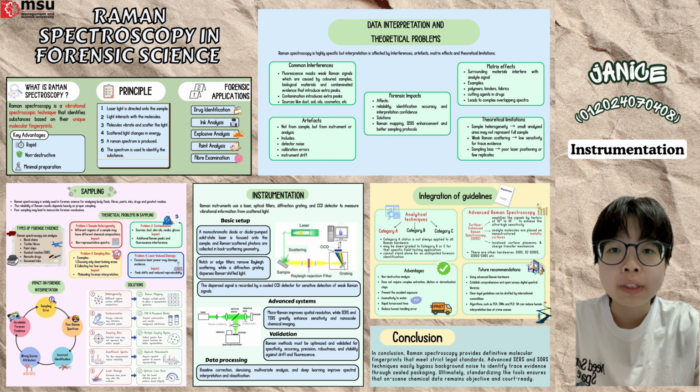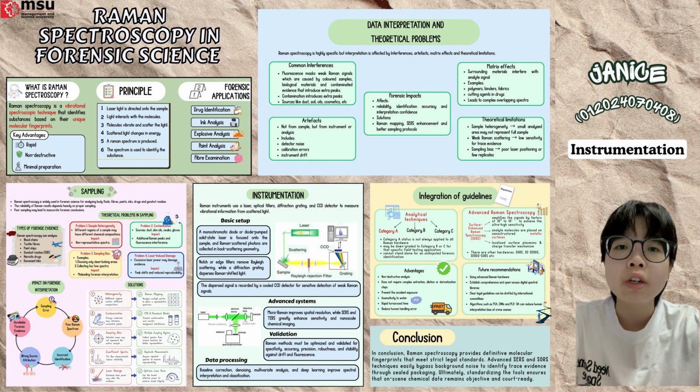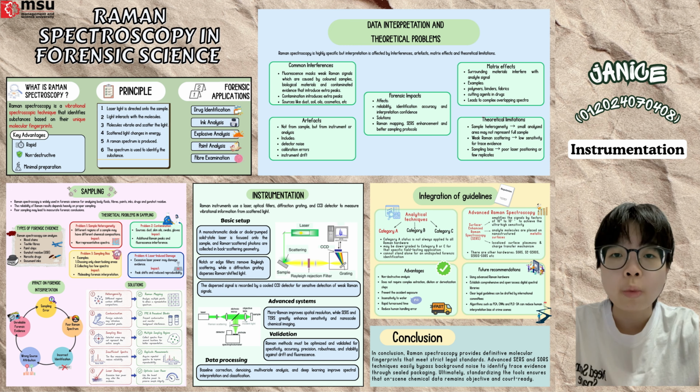In this section, I will present the instrumentation of Raman spectroscopy. Raman instruments are designed to detect vibrational transitions by measuring a very small frequency shift in scattered light. In general, the instrument consists of three main components, which are a laser excitation source, a wavelength selective device, and a sensitive detector. In a typical setup, a monochromatic laser is focused onto the sample.